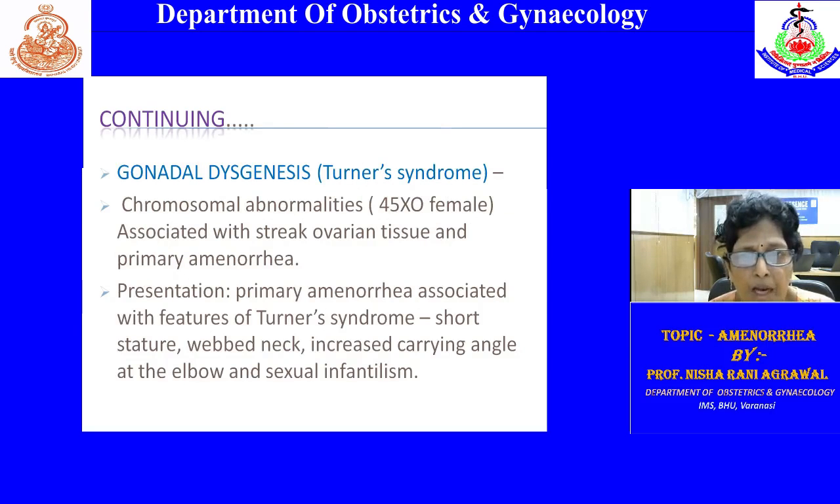Then coming to gonadal dysgenesis or Turner syndrome. This is a chromosomal abnormality where 45XO karyotype is there, phenotypically female, associated with streak ovarian tissue and primary amenorrhea. Presentation is primary amenorrhea associated with features of Turner syndrome, that is short stature, webbed neck, increased carrying angle at the elbow, and sexual infantilism. Shield chest also.